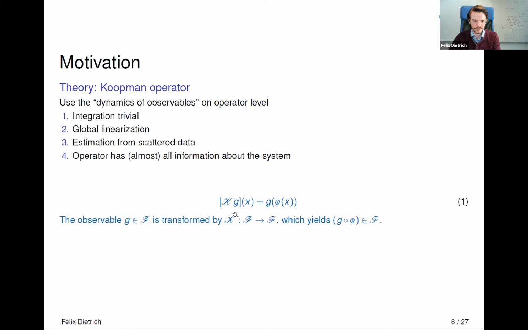This is the defining equation, right? You have some observable in some space. You apply the Koopman operator, you get another observable. And this observable evaluated at some point, or some algorithm state X, is the original observable evaluated in the future, so after this algorithm step. And this tightly explains why the Koopman operator is tied to the dynamics of the system, right? Because it has this property.